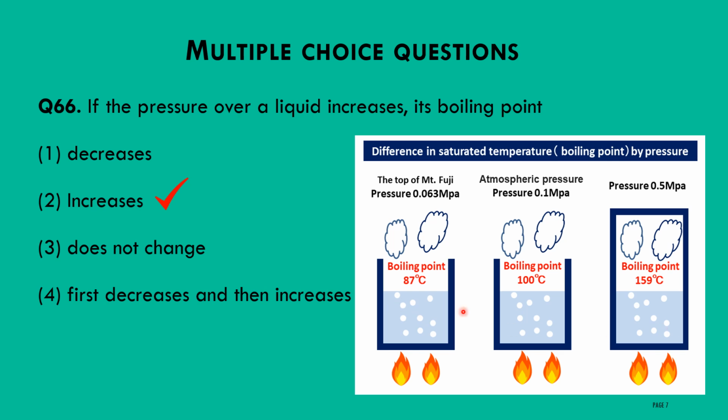Among these three, the third one needs the most pressure. Since it has more pressure, you need more energy to reach the boiling point of that liquid. Therefore, if you have more pressure, then the boiling point will also be more, because the liquid particles need more energy to expand. Therefore, if the pressure over a liquid increases, the boiling point also increases.